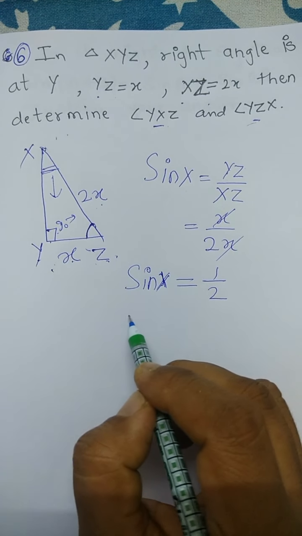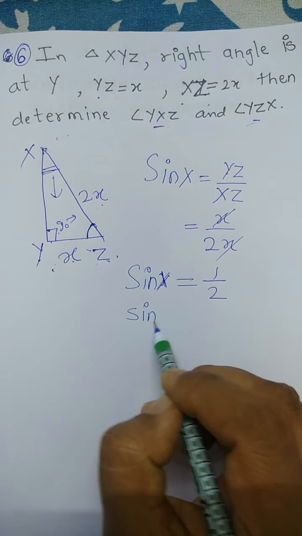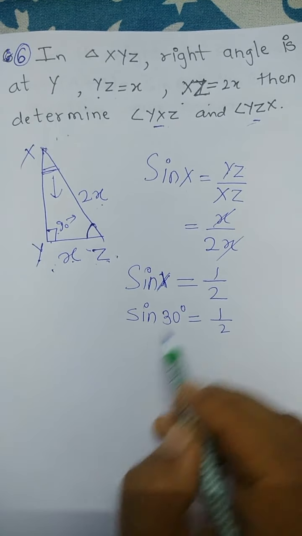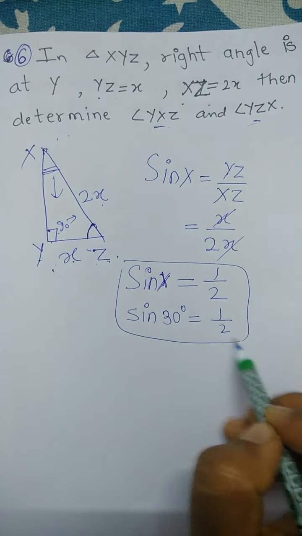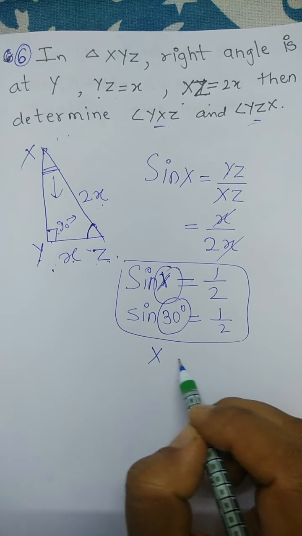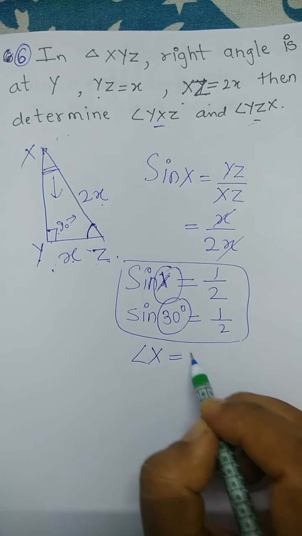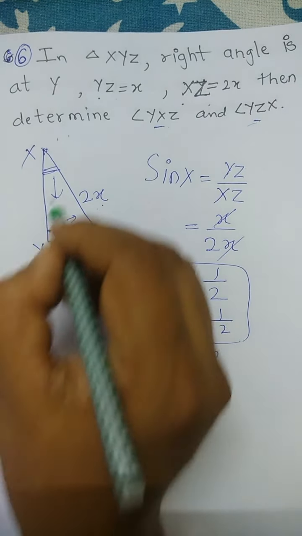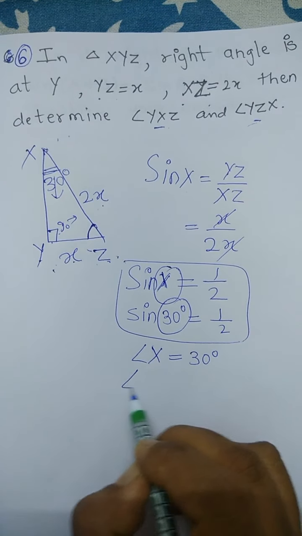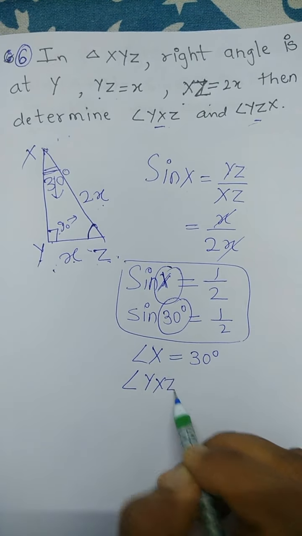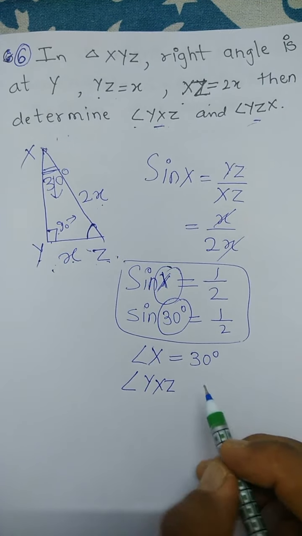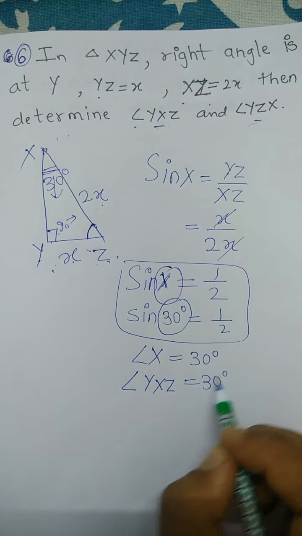So sin of which value is 1 by 2? We know that sin 30 degrees is 1 by 2. If we compare these two, we come to know that X is 30 degrees. So angle X is 30 degrees. So here it is 30. In three letters, how to write this angle? YXZ. Angle YXZ is equal to 30 degrees.